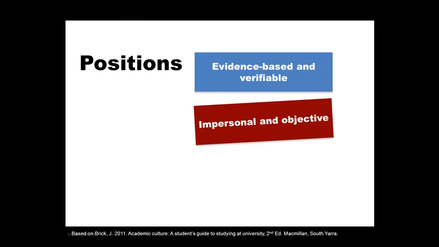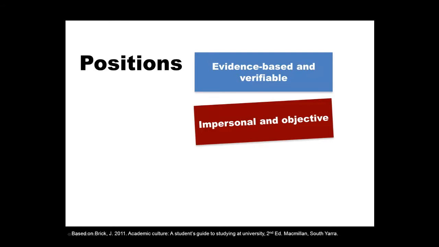Second, an academic position should be impersonal and objective. To do this, you need to distance yourself from the topic. You need to consider the facts without bias, applying logic and reasoning to draw your conclusions. And you should examine viewpoints from a variety of different sources.